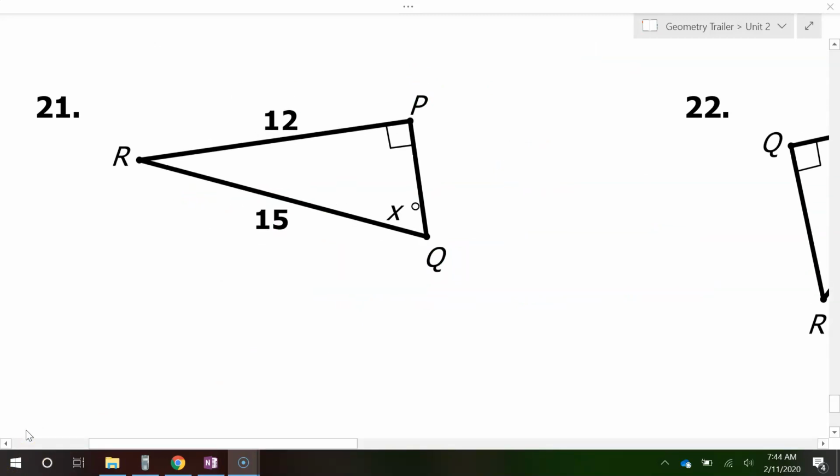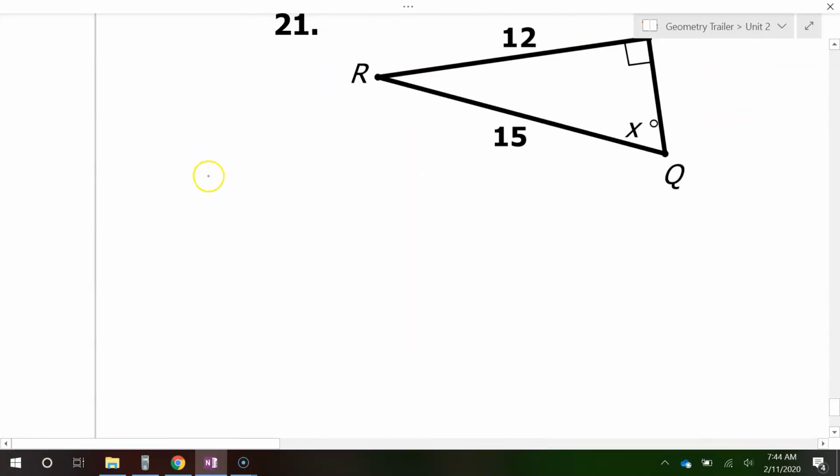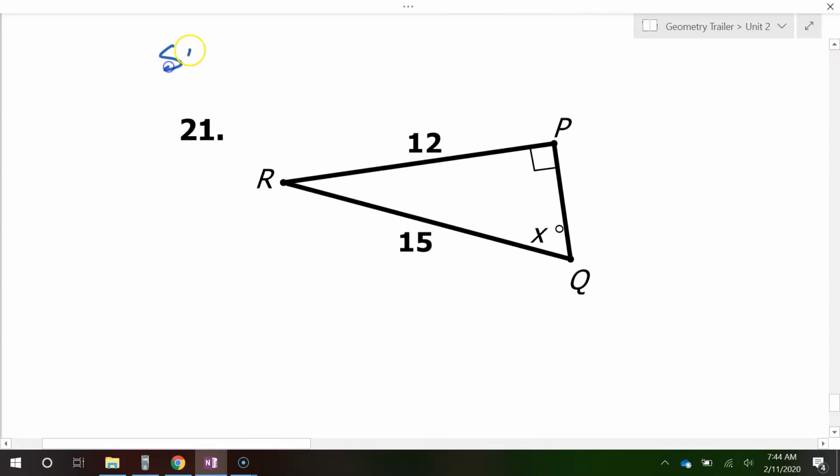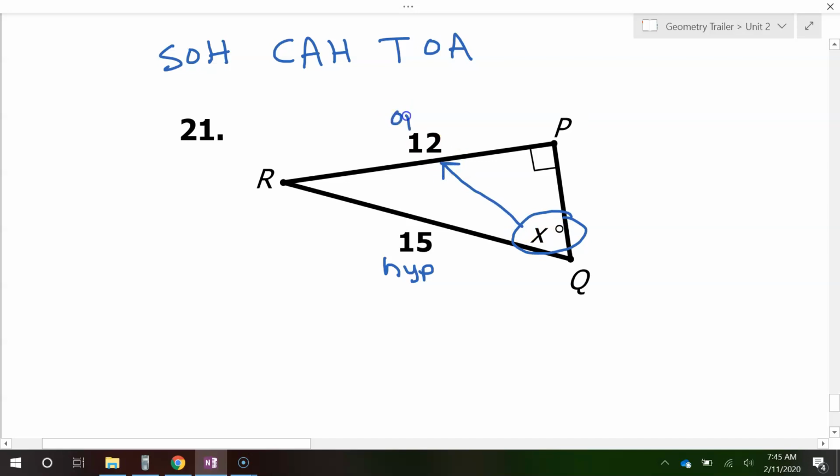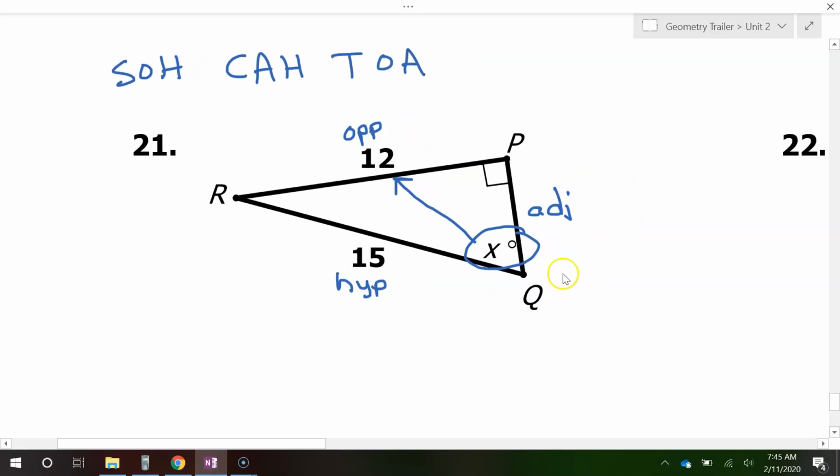Okay, so let's start by writing SOHCAHTOA. SOHCAHTOA. Where is the hypotenuse? It is always across from the 90-degree angle, so this is the hypotenuse. Next, circle the angle that you're dealing with, even if it is a variable. That will indicate the opposite side. That means this empty side over here is the adjacent side.